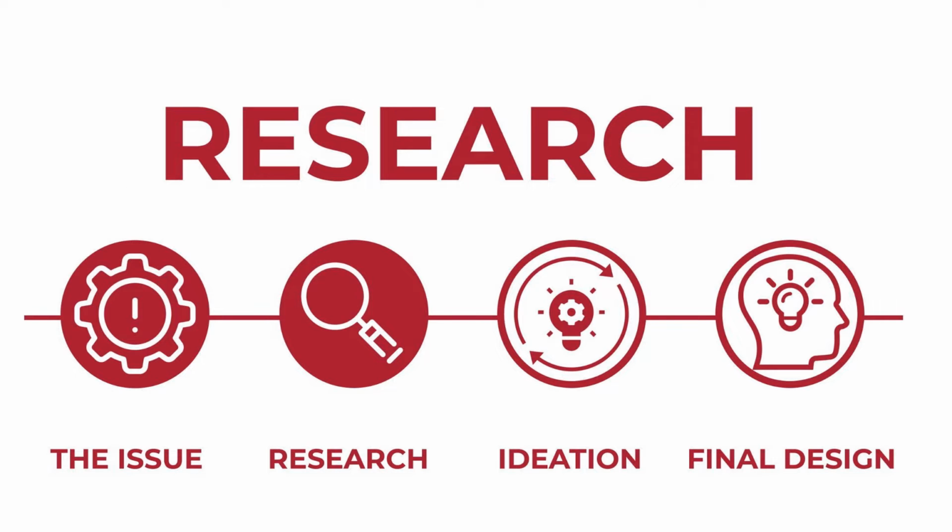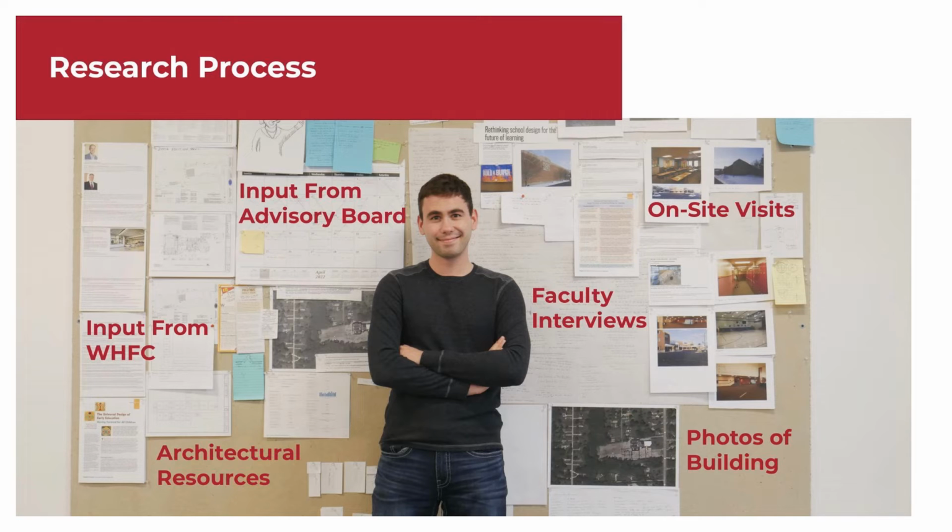So with the issue established, I'm moving on to my research phase, trying to dive deeper into this problem and trying to pull out some design guidelines to help me arrive at those potential solutions. So my research process involved input from the school's advisory board, input from the pastor of Friends Church, architectural resources that my father was able to help me with, and then some on-site visits to the actual campus itself to see how people use the space, faculty interviews with the elementary school faculty and the elementary school principal, and photos of the exterior and interior of the building that would help me when it came time to actually modeling out a solution and modeling out this lot.